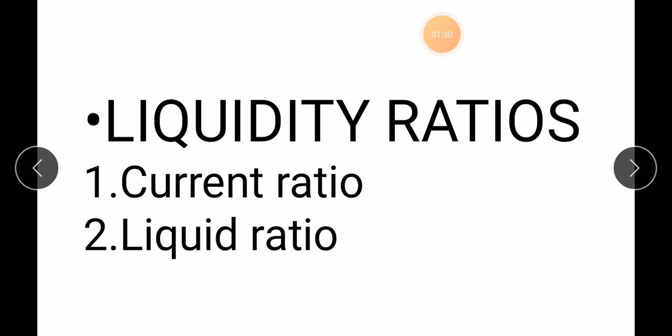The formula for calculating operating ratio is COGS plus operating expenses upon sales into 100. Again, you know very well how to obtain COGS, sales. And the new thing that we learned while calculating this ratio was how to calculate operating expenses.